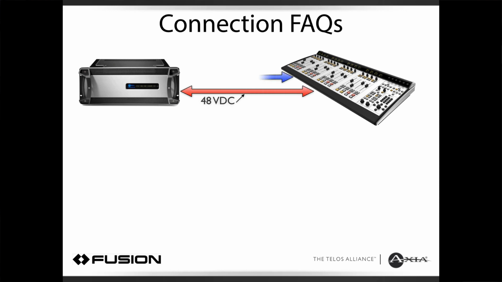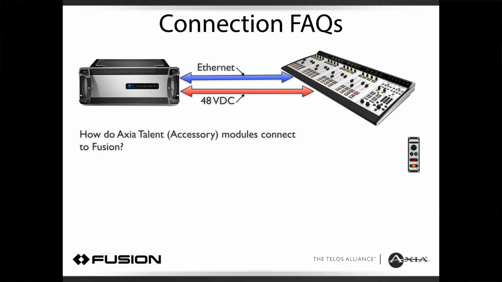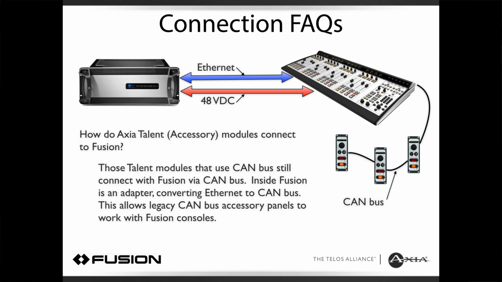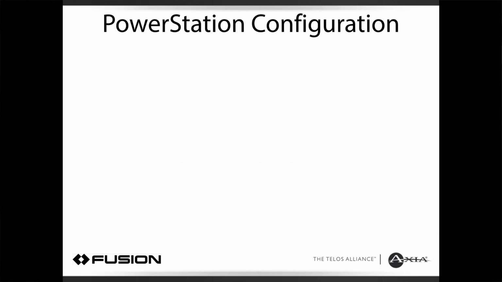What about the studio talent modules we spoke of? You know, some of those talent modules connect using CAN bus. Well, there are spare CAN bus connectors inside the Fusion console. And so you hook those talent modules up just as you always have using CAN bus. This gives your talent access to different things to monitor, to volume control for their headphones, and to important functions like talkback and mute, and they can turn their mic on and off.